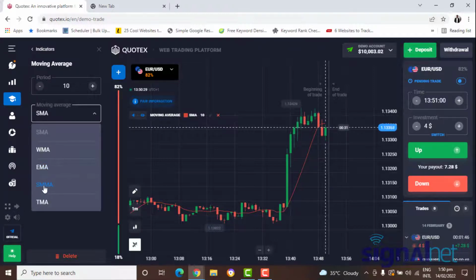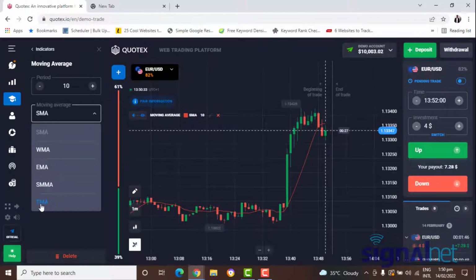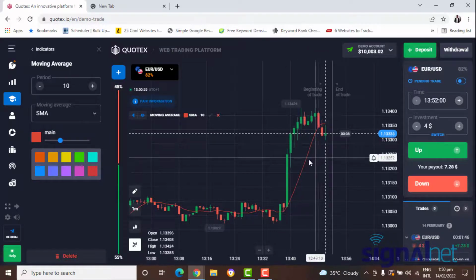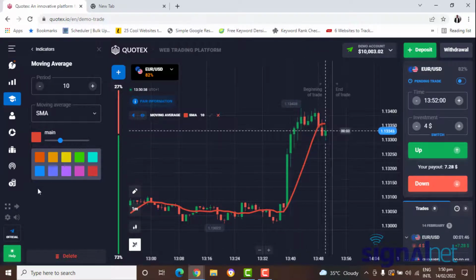Or simple moving average. Then this TMA, I can't remember what it means, but they are all moving averages anyway. And you can also change the thickness. I think this should be for thickness. Yes, change the thickness here. You can see it has reduced again. When I increase it, it increases the thickness. Watch this. You see, it has increased it. And you can also change the color.